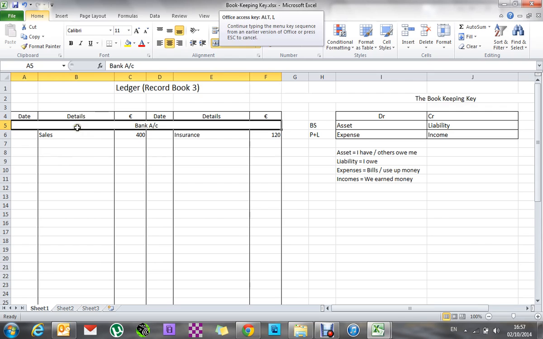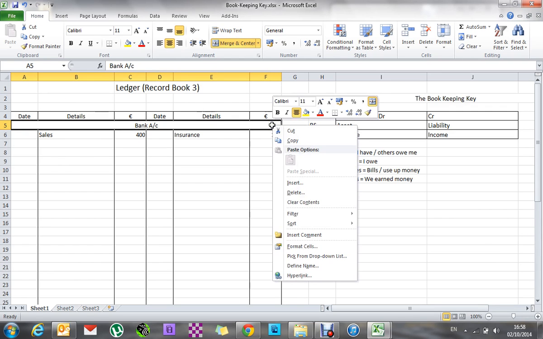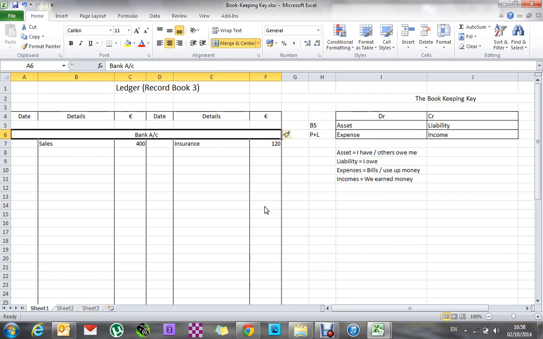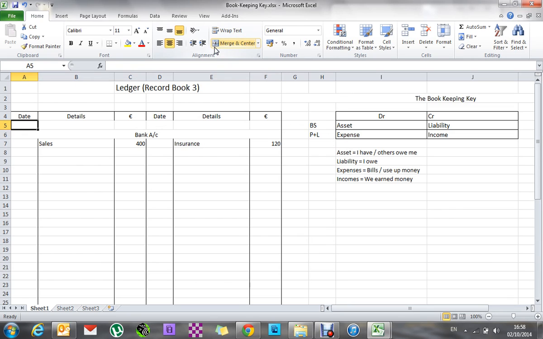So I think what I'll do is I'll just put a little line above this, so I'll be able to label what this thing is. So now, this is the DR side, and because this is an asset account, I'm going to put a plus symbol there, and this far side here is the CR side, which is the minus side, and that's all because this is an asset.